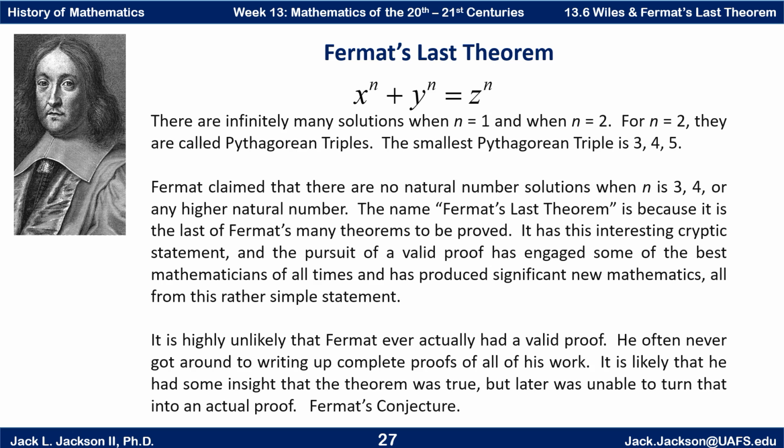So really, it probably shouldn't be known as Fermat's theorem. It should be known as Fermat's conjecture. A conjecture is a statement you think is true, but you haven't proved it yet. It doesn't become a theorem unless somebody provides the proof. So even though it's called Fermat's last theorem, it probably should be called Fermat's last conjecture.